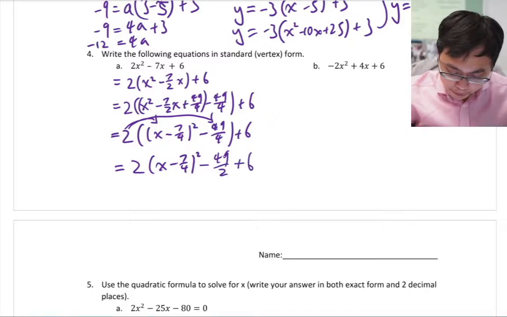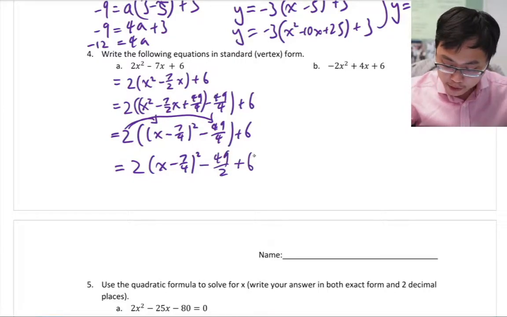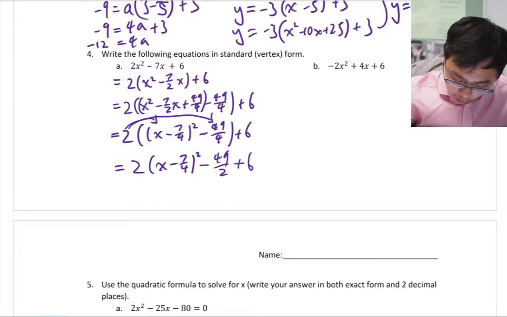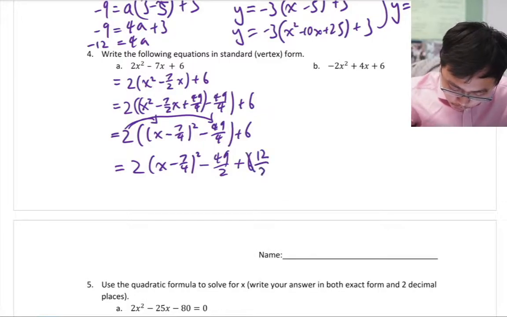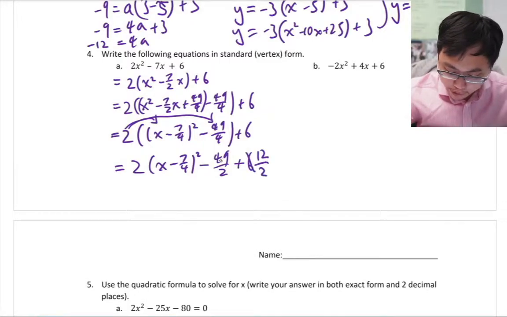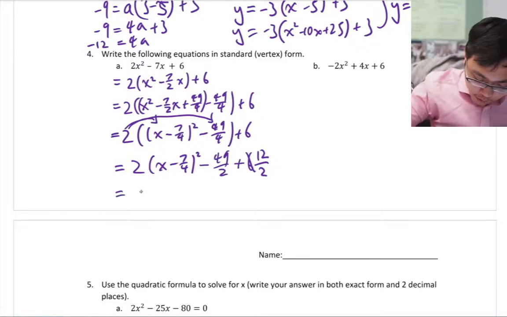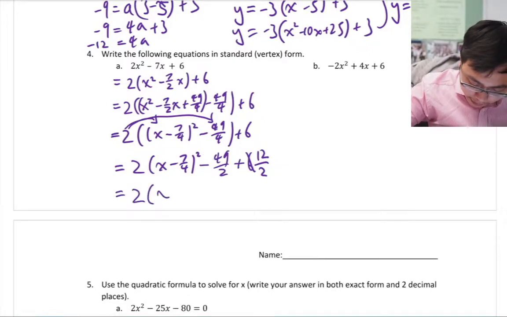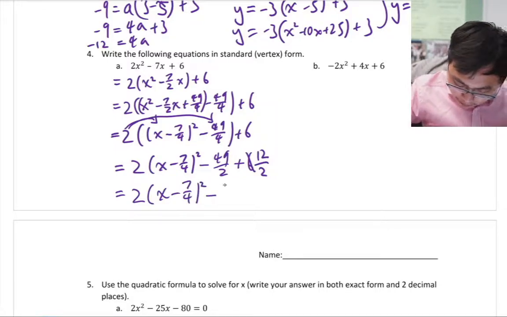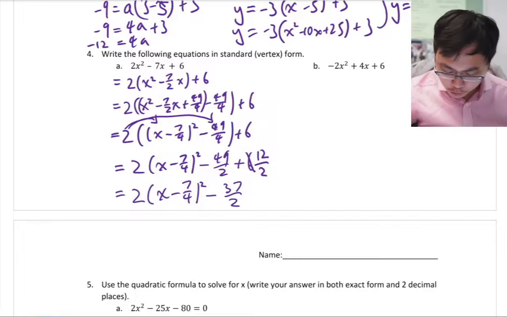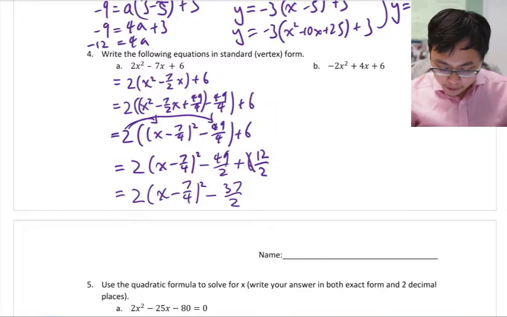And then we want to combine these two. So 6, we want to make sure that the denominator is the same. So that's 12 over 2. So I can probably change that to 12 over 2 straight away. And so we want to do negative 49 plus 12. So in the end, we want to combine it. That's 2 bracket x minus 7 over 4 whole squared, and that is minus 37 over 2. You can just leave that as a fraction, and that is fine.